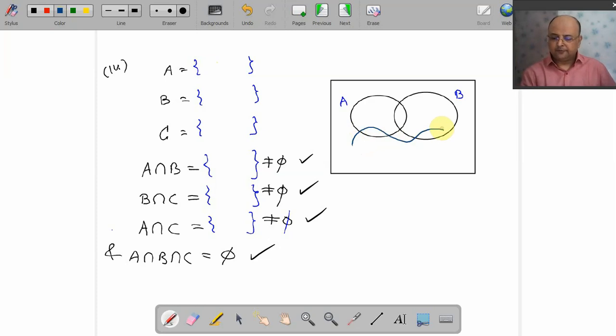See, I told you, a set need not always be a rectangle or circle. It may be an oval, it may be a triangle, it may be a rectangle, it may be an amoeba.